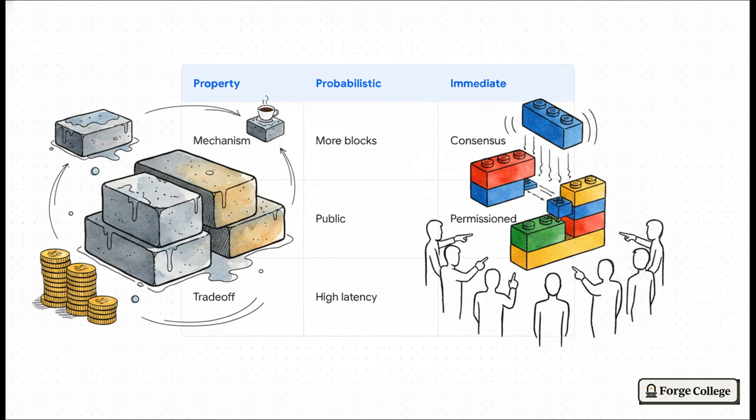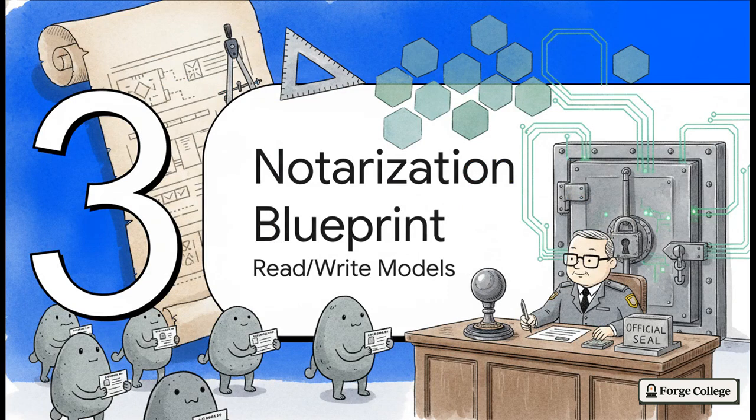Immediate finality, on the other hand, is literally like snapping a Lego brick into place. Once consensus is reached, it is final. Instantly. The trade-off, though, is that you have to trust the voting parties much more heavily for that instant snap. Okay, let's pull out our first blueprint.